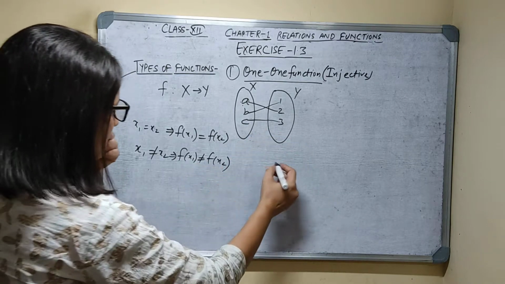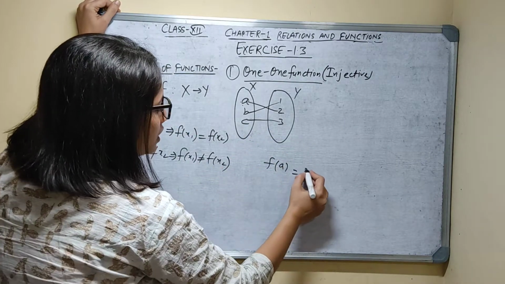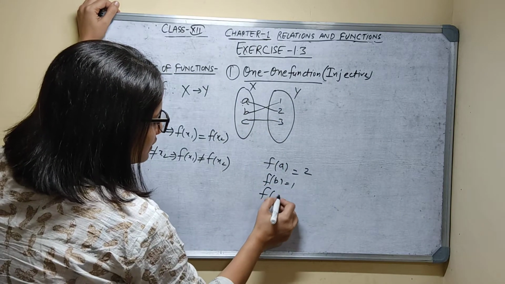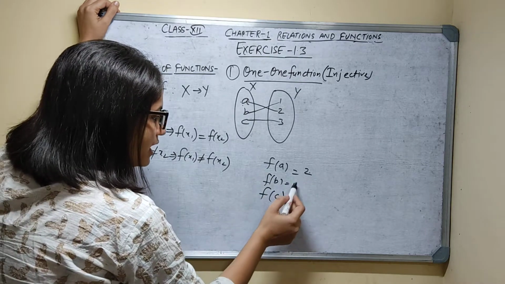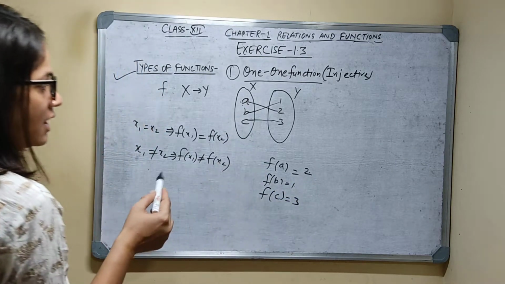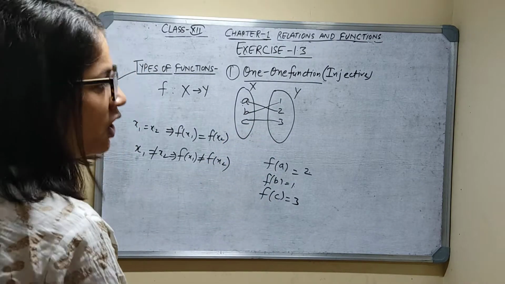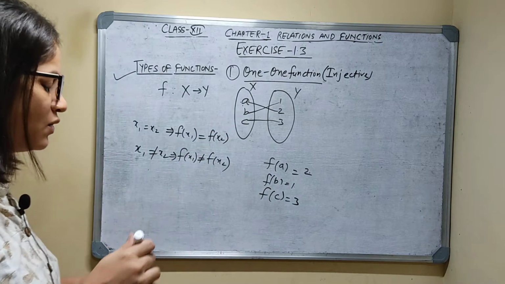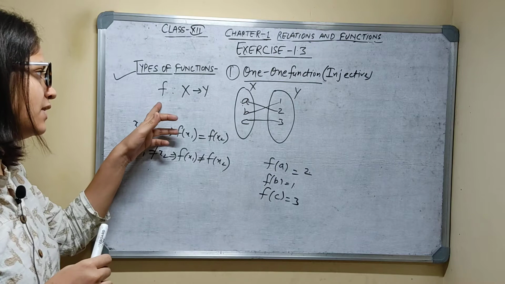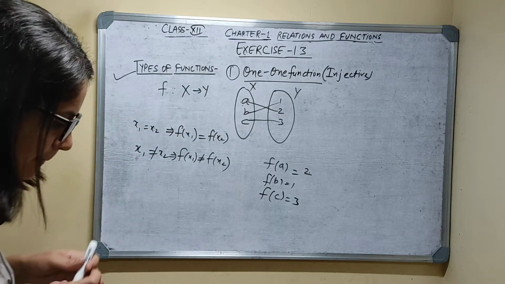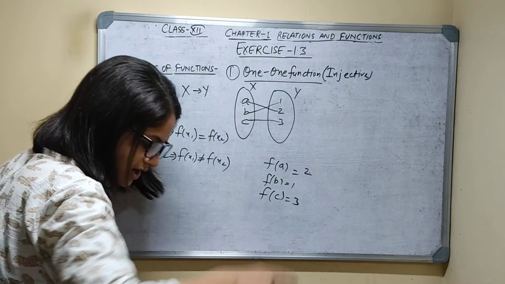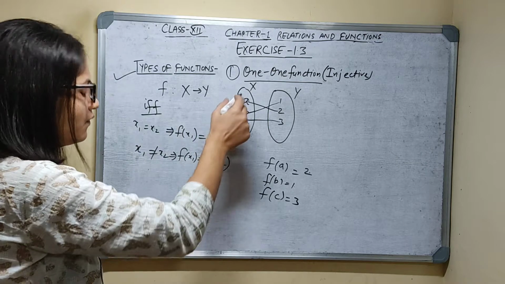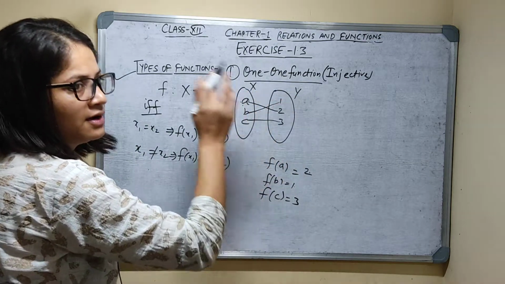You can see here, f of a is equal to 2, f of b is equal to 1, f of c is equal to 3. So for different values in x, their images are different. Only when a is equal to a, their images will be the same. So I can say a function f from x to y is called 1-1, or injective, if different elements of x have different images in y.